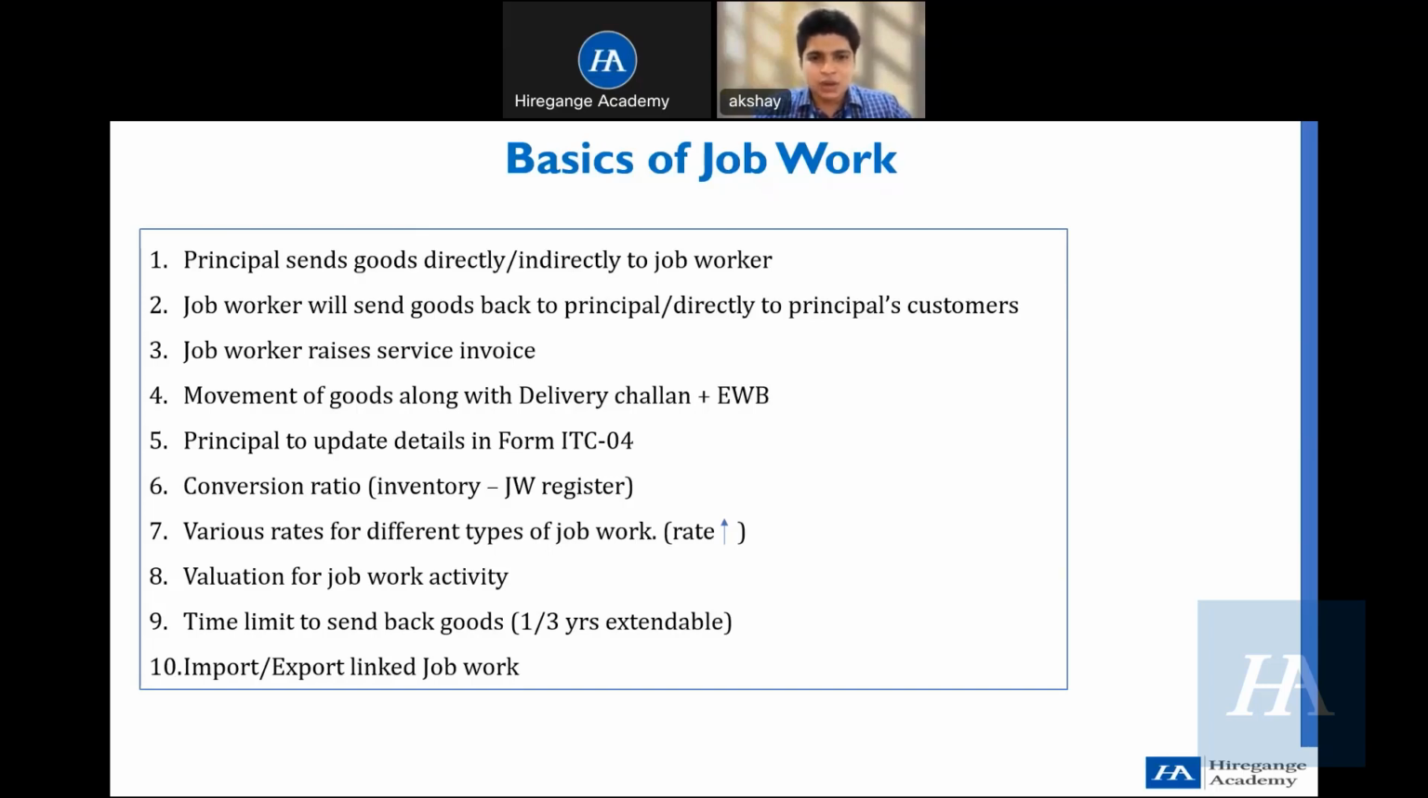But for the purpose of pure job work, the movement of goods requires a delivery challan and a corresponding e-way bill. Where there is a further supply happening, that is, directly to the principal's customers or for export, then a tax invoice or export invoice may need to be raised additionally. The principal must update all these details of goods sent and received back in form ITC 04.